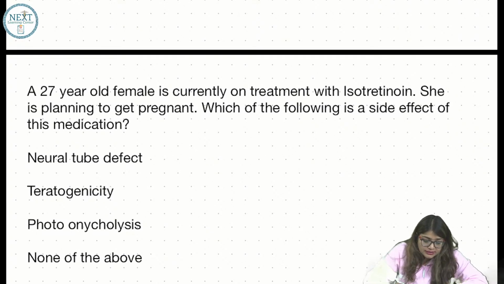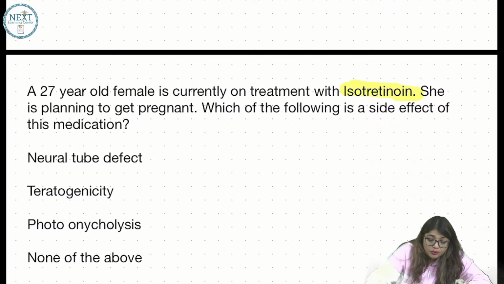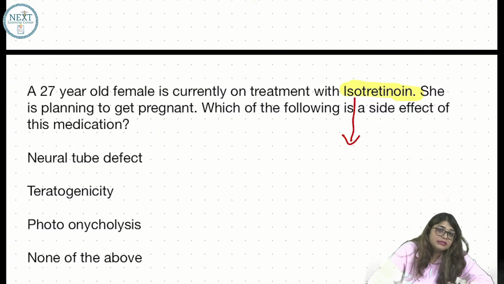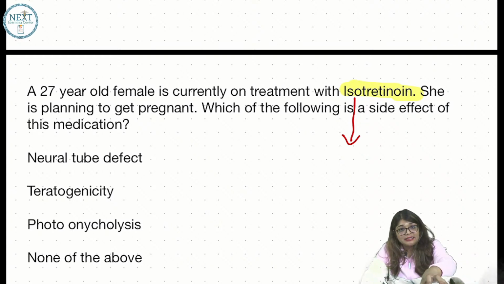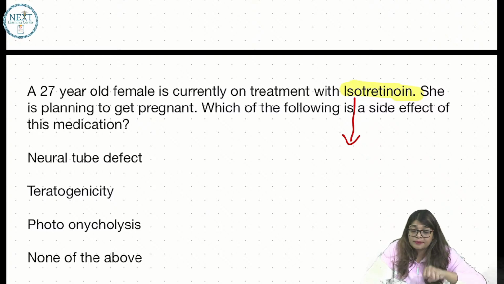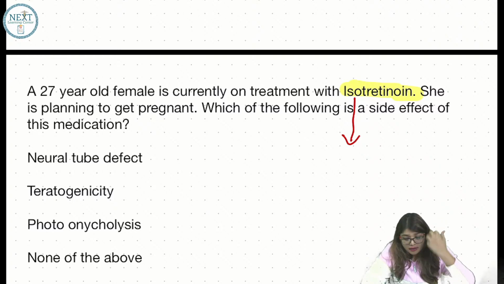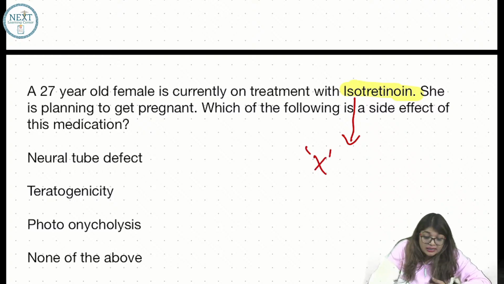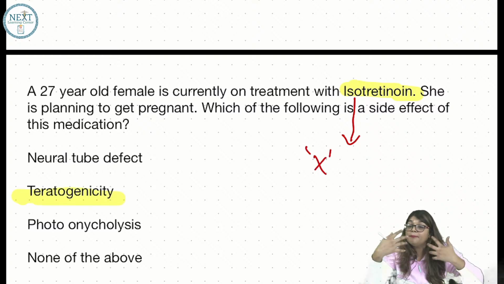Yeah, so this is a 27-year-old currently on the treatment of isotretinoin. She's planning to get pregnant. So first tell me, what class of drug is this? So you can get this drug without prescription. Is that possible? No, that's not possible. So it is a class X drug because it is actually teratogenic in pregnancy.